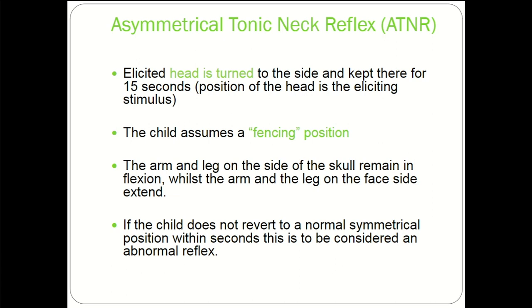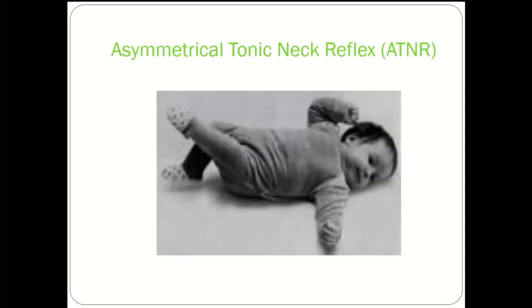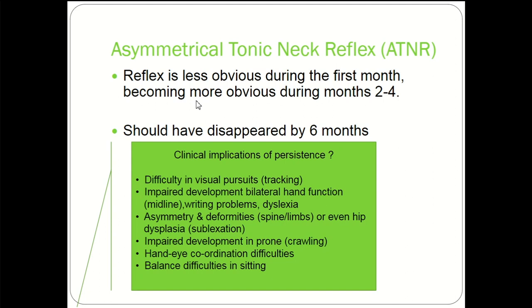If the child does not revert to the normal symmetrical position within the given seconds, this is to be considered an abnormal reflex. So here it is like this: head is turned towards this side, upper arm is extended and the lower limb is also extended. Opposite on the skull side, the upper limb will be flexed and the lower limb also flexed. This reflex is less obvious during the first month, becoming more obvious during 2 to 4 months. It should disappear by the 6th month.